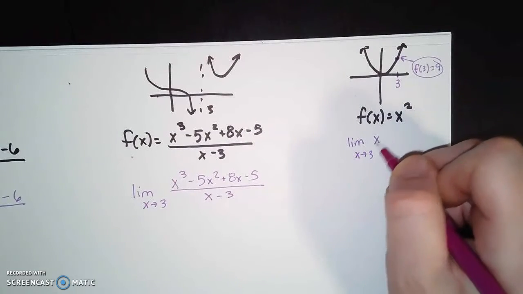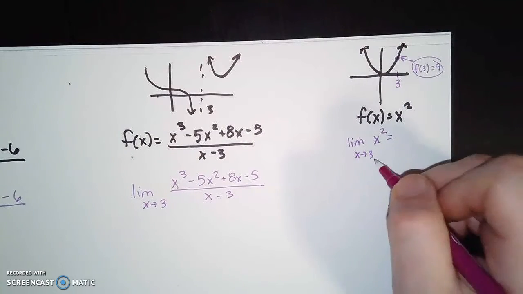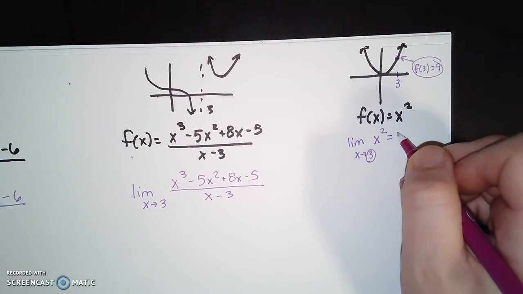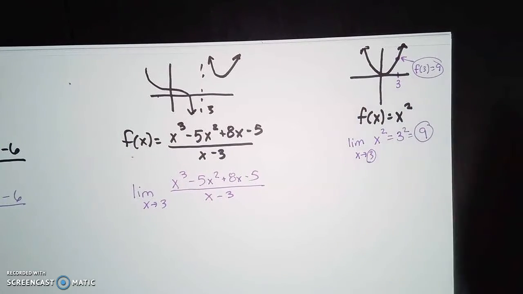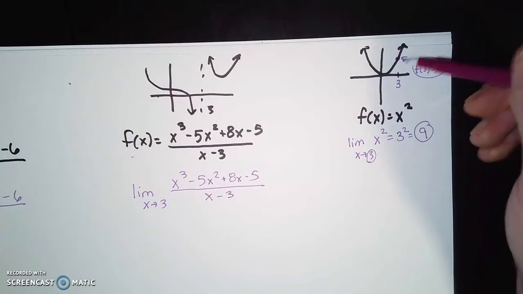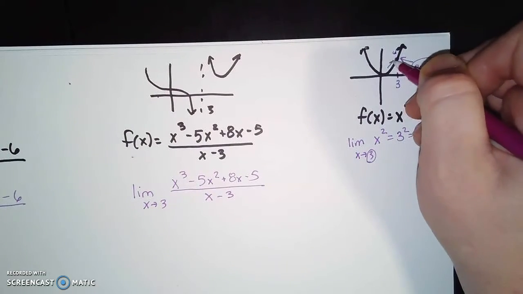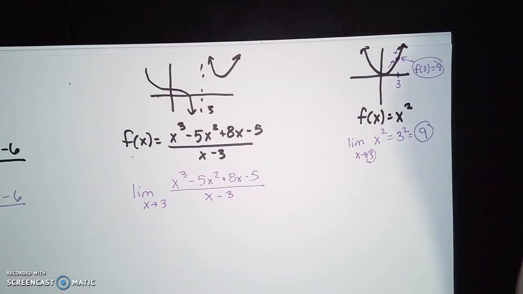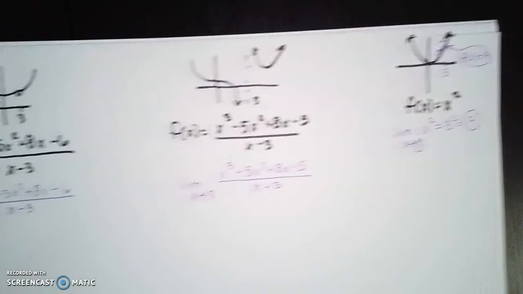When you're looking for limits, if you just put this number in for x, 3 squared equals 9. If you get a number back, that's the actual limit. So on smooth continuous functions, the value and the limit are exactly the same because I'm heading to the same location. Now let's talk about when a graph is not continuous, what happens.